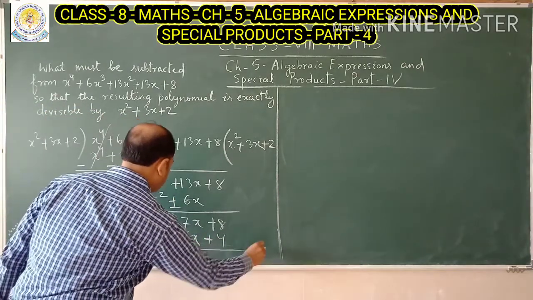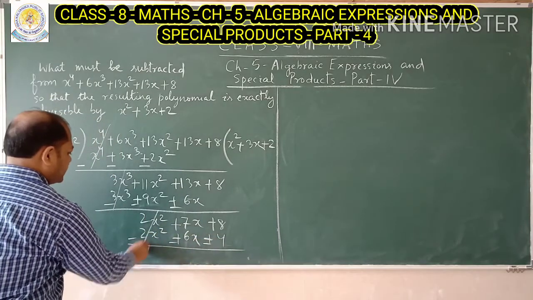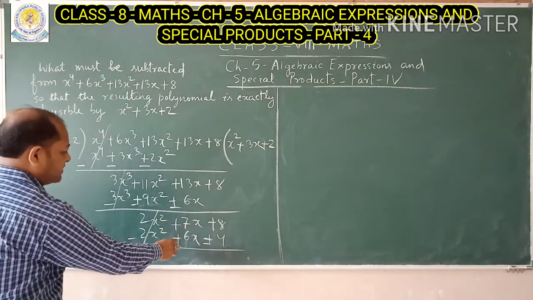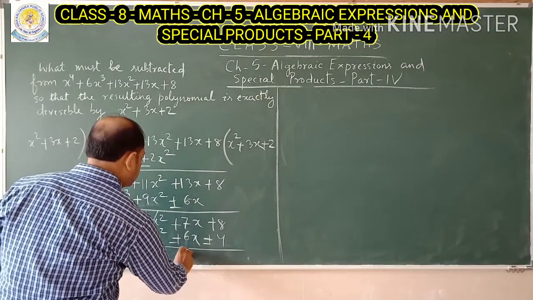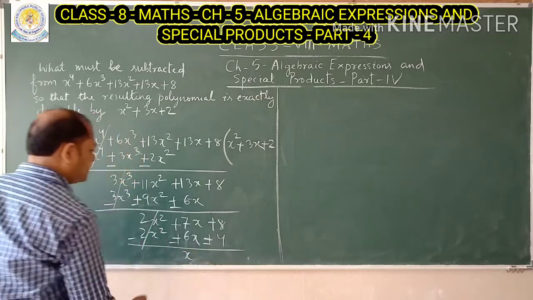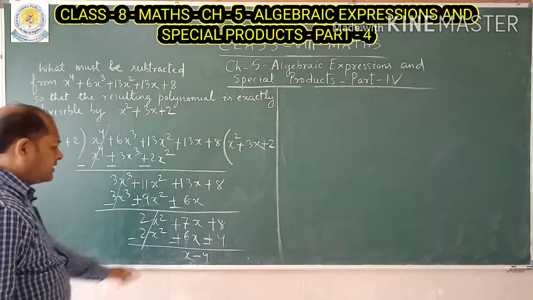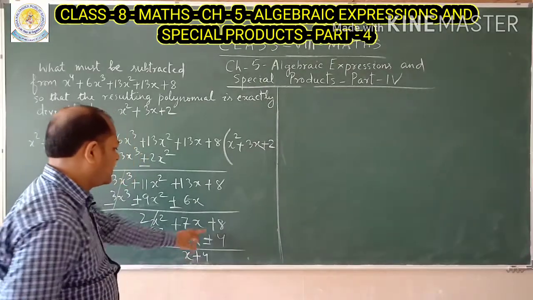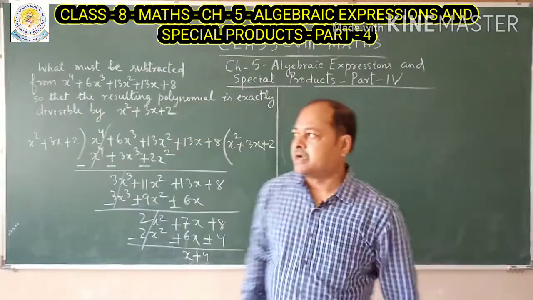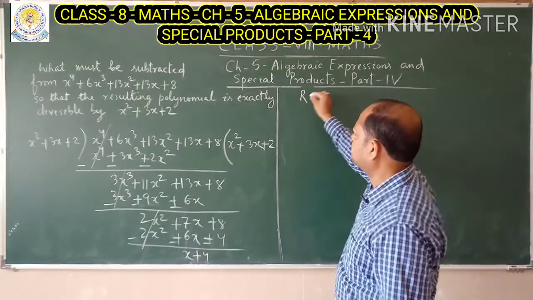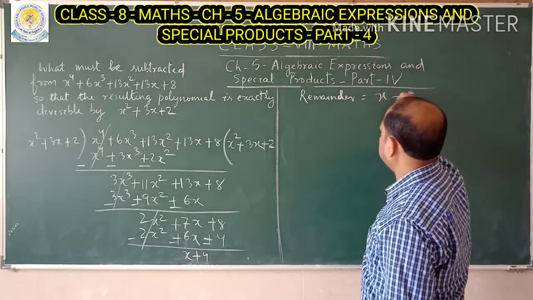Now do the minus operation. So here minus, minus, minus. So 2x square minus 2x square cancel because 0. 7x minus 6x, 7 minus 6 is 1, so x only. 8 minus 4 is plus 4. So what are we getting as the remainder? We are getting the remainder here. How much? x plus 4.